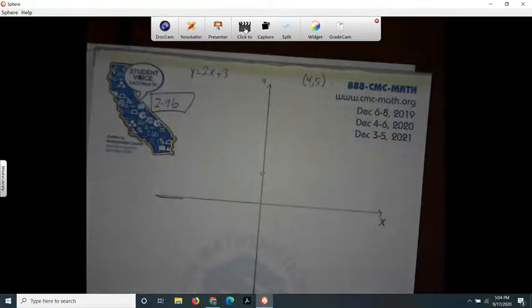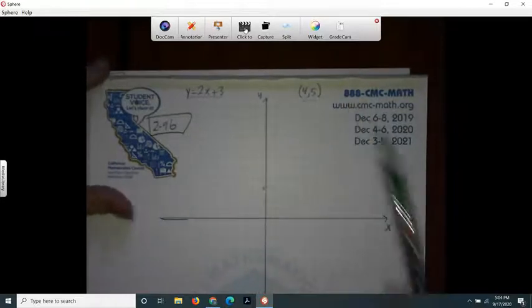Here's Integrated 3. It's problem 2-96. It says, what is the distance from the point (4, 5) to the line y = 2x + 3? So I want to know the distance from this line to this point. And we started this in class.